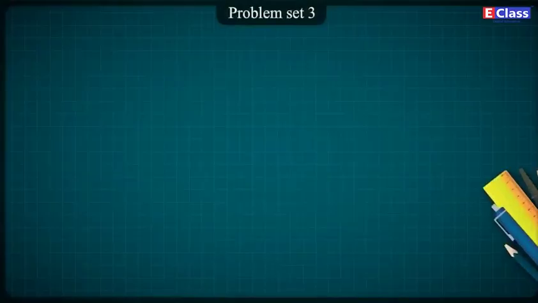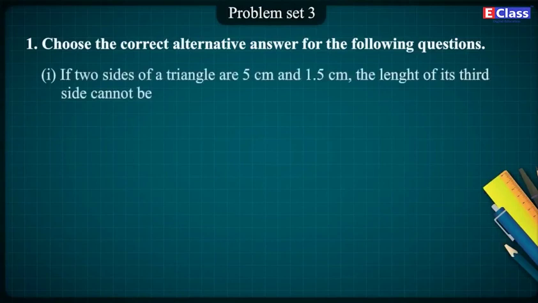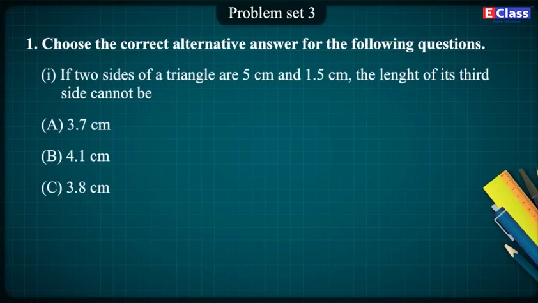Problem set 3. Question number 1. Choose the correct alternative answer for the following questions. 1. If two sides of a triangle are 5 cm and 1.5 cm, the length of its third side cannot be A. 3.7 cm, B. 4.1 cm, C. 3.8 cm, D. 3.4 centimeters. Answer D. 3.4 centimeters.